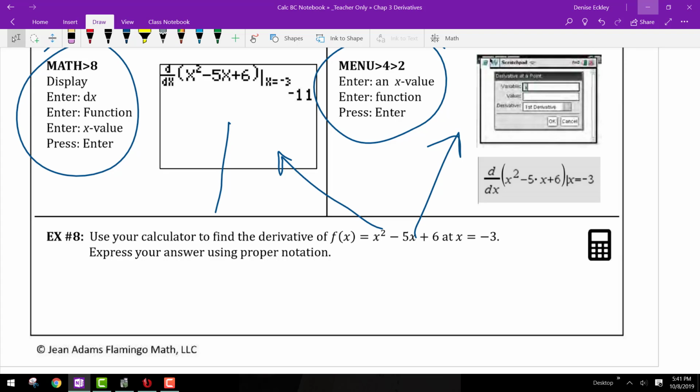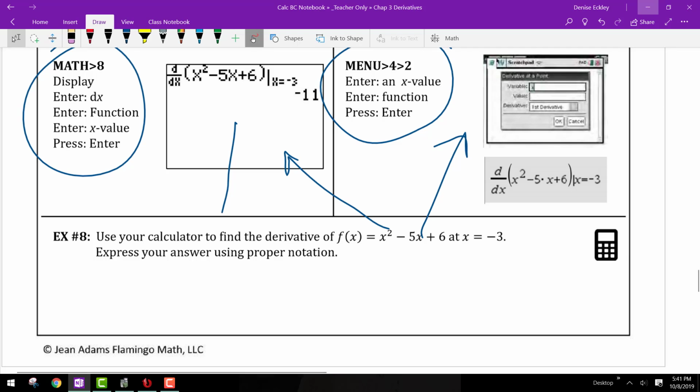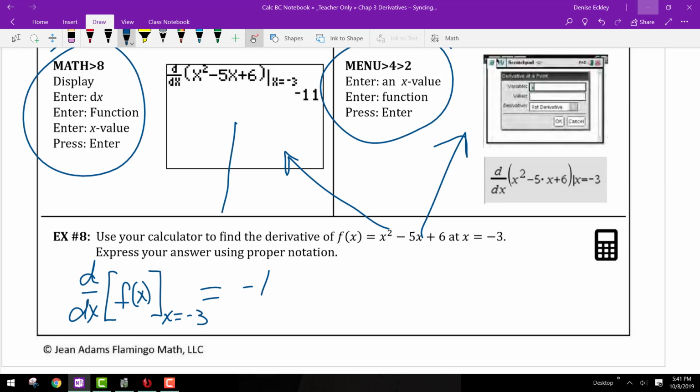So you write it this way. If you're asked to write the answer, if it's a numerical derivative, you would write d dx of f of x, and then you put that you're evaluating this at x equals -3, and you write equals -11. And so I know that the derivative, because I did the derivative earlier, is 2x minus 5.